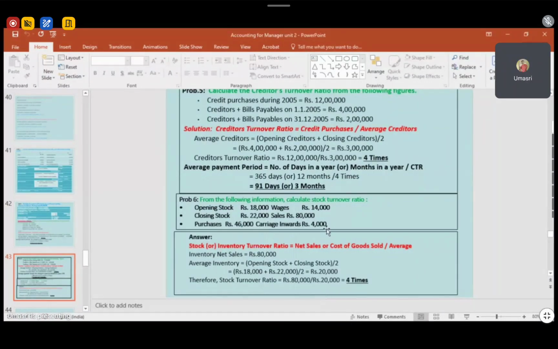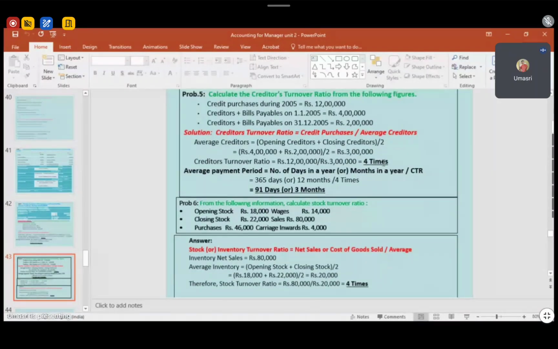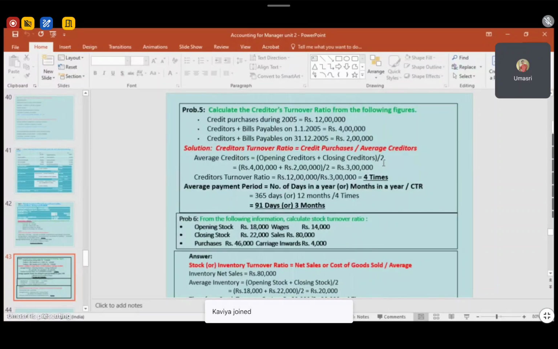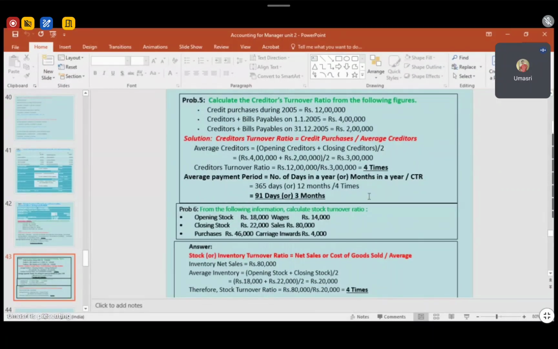Yes. The next one, stock turnover ratio. Sorry, this one. Stock turnover ratio. What is the formula? Cost of goods sold, or if cost of goods sold is not given, you take sales value also, divided by average inventory. Right? See here, opening stock, closing stock, wages, sales, purchases, carriage inwards. All these things are given.